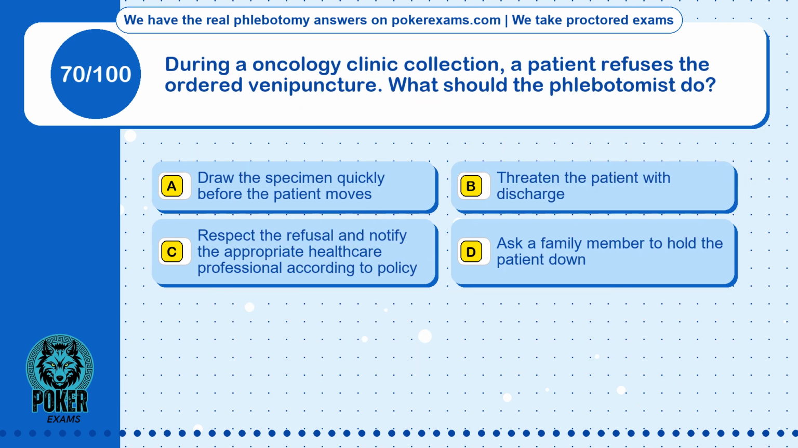Question 70. During an oncology clinic collection, a patient refuses the ordered venipuncture. What should the phlebotomist do? Option A, draw the specimen quickly before the patient moves. Option B, threaten the patient with discharge. Option C, respect the refusal and notify the appropriate healthcare professional according to policy. Option D, ask a family member to hold the patient down.